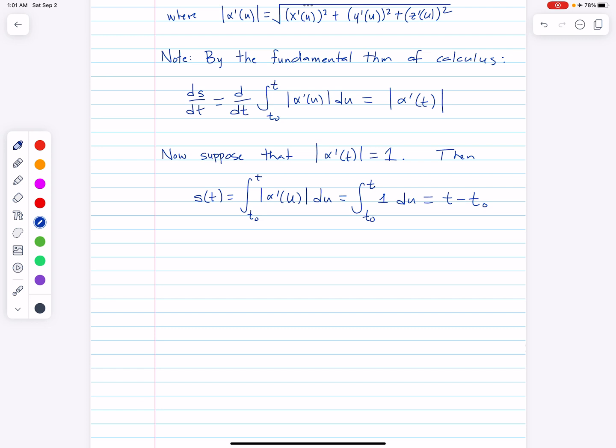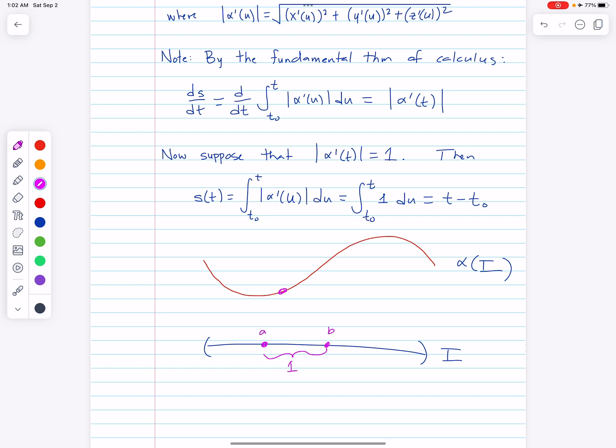Okay? So essentially, in this case, the arc length function, which measures how long an arc is from the point t naught, is really just measured by the parameter distance. So how far away t is. So I guess one way to look at this: if I have my curve here, and I have my parameter space here. So this is just I, and this is like alpha of I. When I take two input values, say A and B, with corresponding points alpha A and alpha B, if A and B are distance 1 apart, then the length of the curve between alpha A and alpha B is going to be precisely 1.